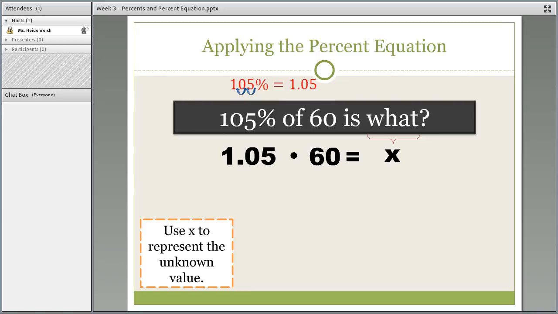So this one is pretty easy. All we have to do is actually multiply 1.05 times 60. And we would get 63. So 63 is 105% of the number 60. That kind of makes sense because we wanted something a little bigger than 100% of 60. So we got 63.